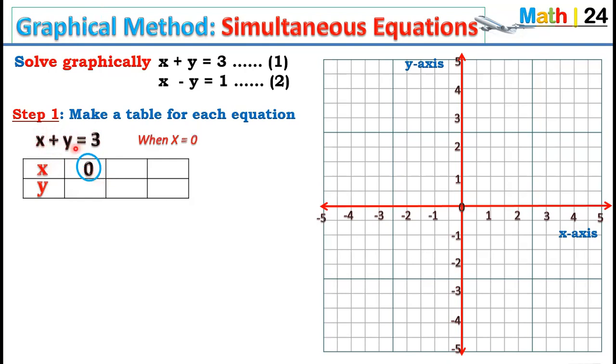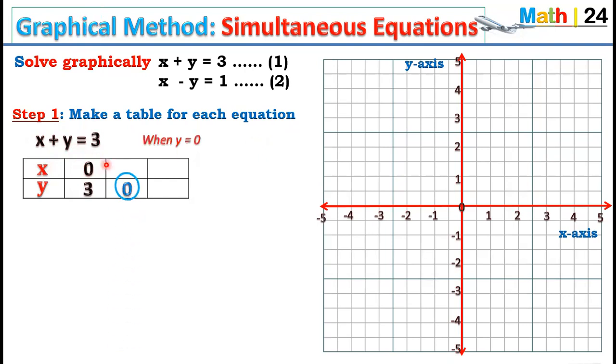So in this equation here, if x is equal to 0, substitute x equal to 0 here. You have 0 plus y equals 3. 0 plus y is y. So y will be equal to 3, right? So we have 3.